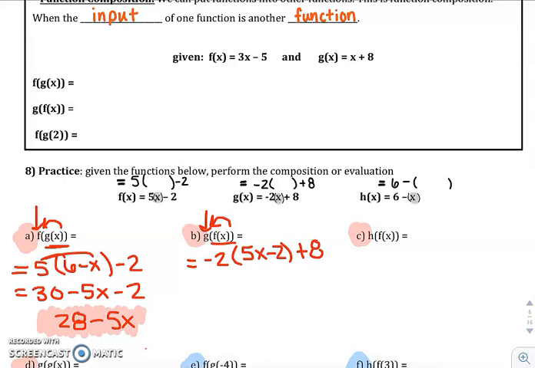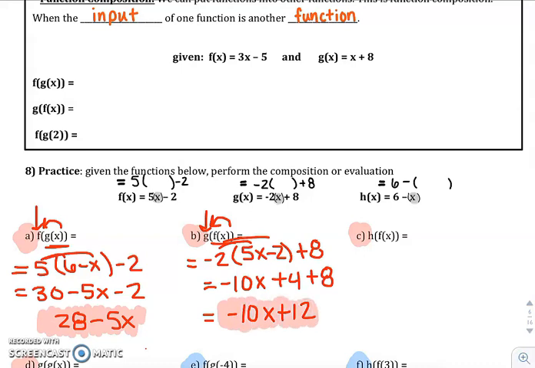Simplify from there. So distribute the negative 2 in. So we would get negative 10x. Negative 2 times negative 2 is plus 4, plus that 8 on the end there. So the only thing you guys could combine here would be the 4 and the 8 to give you guys 12. So this would equal, or simplify to, negative 10x plus 12. So if there's no number inside those parentheses, we're just simplifying the like terms after we've substituted it in.